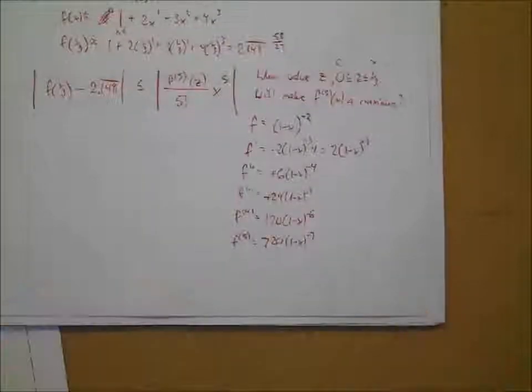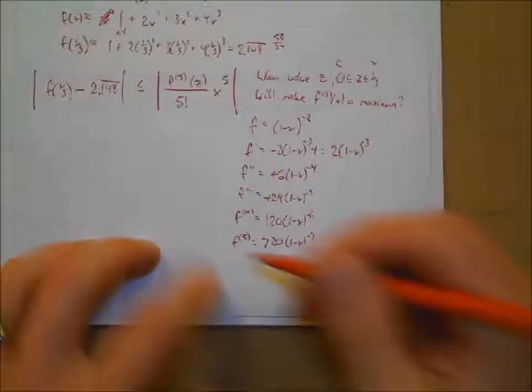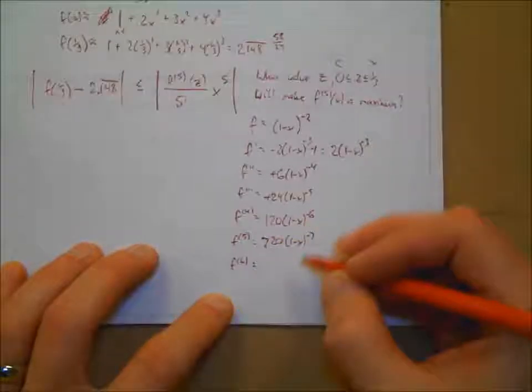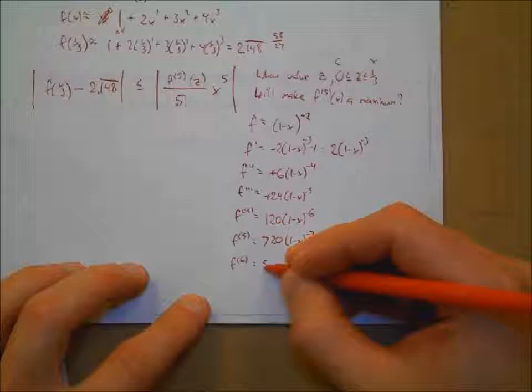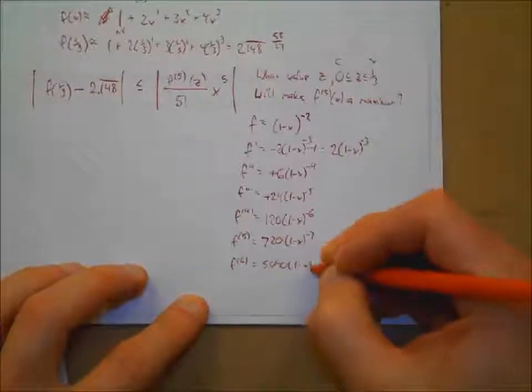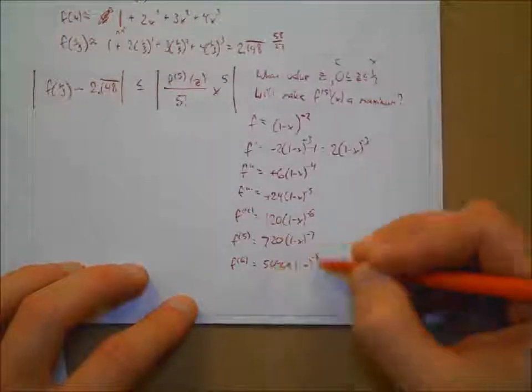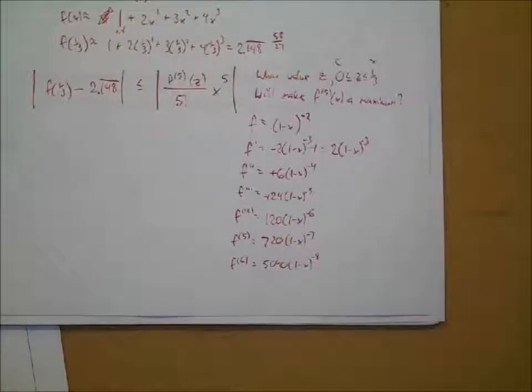Okay, and so since the derivative of this will always be positive, I mean, if you want to, I'll just go ahead and write it out. Maybe that's not a bad idea. So 7 times 720, we get 5,040 times 1 minus x to the negative 8. So this will always be positive. So it's always increasing. Sorry, so the fifth derivative of f is always increasing.